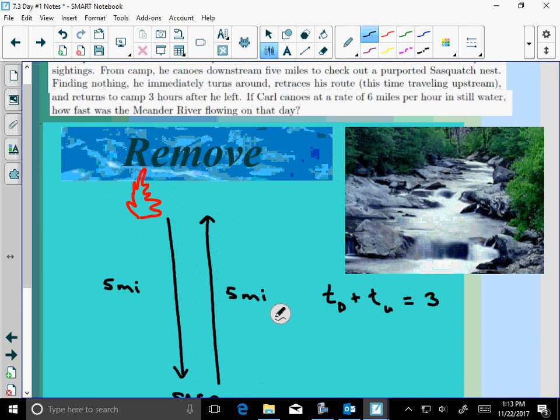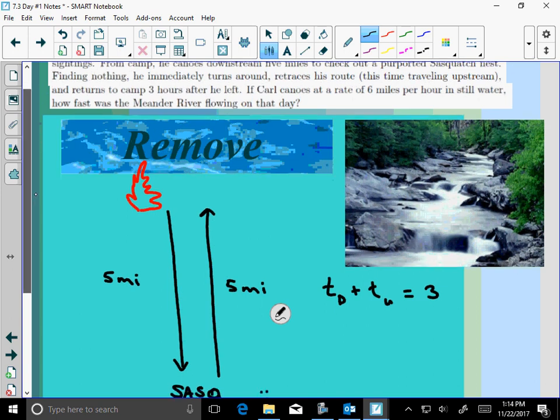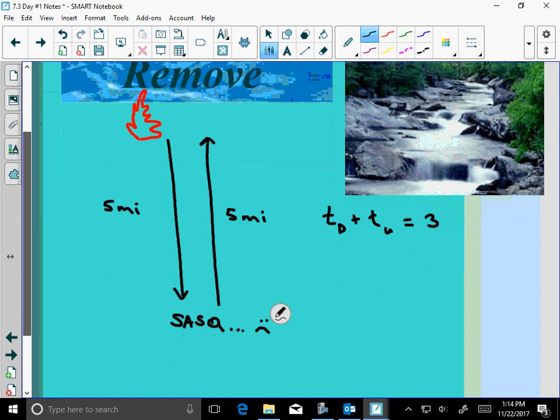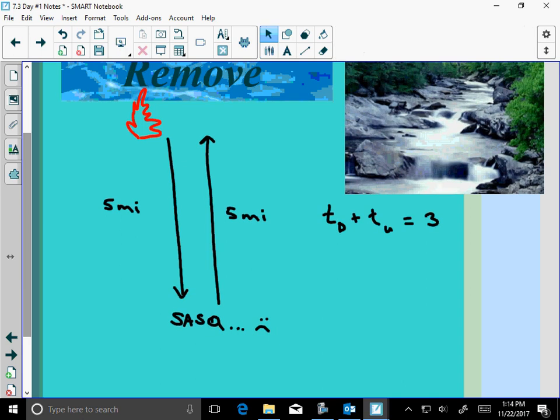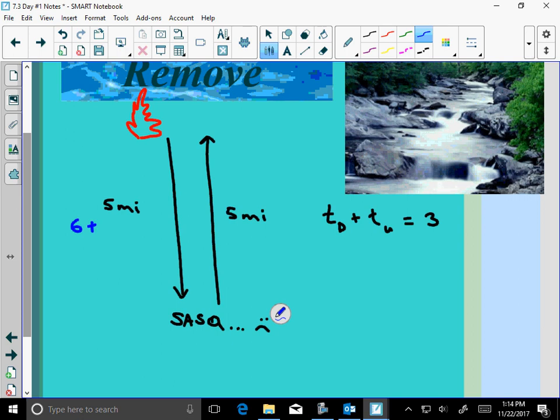If Carl canoes at a rate of 6 miles per hour in still water, how fast was the Meander River flowing that day? So let's talk for a second. Carl is traveling at 6 miles an hour the whole time. He's just solid, 6 miles an hour, whole way. When he's traveling downstream, is the speed of the stream helping or working against him? Helping. So his speed going downriver would be 6 plus C, let's say C is the current speed. How would I write an expression on the other side? 6 minus C, because he is traveling faster than the current, because he can get home. So the speed over here is 6 minus C.